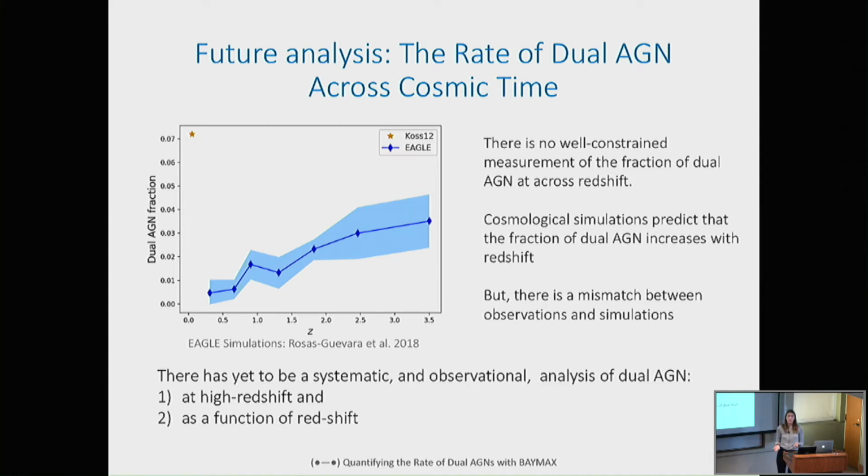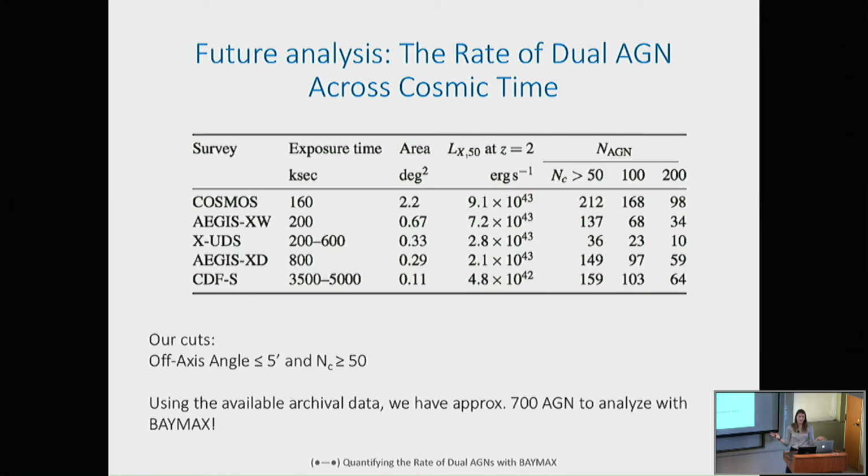So this is something that I want to do using Baymax on all of the archival Chandra data that's available, so the deep and wide public fields. If you use these surveys and you make a couple cuts, like off-axis angle, because the Chandra PSF becomes quite distorted as a function of off-axis angle, as well as some threshold for a number of counts that you want to analyze, I have over 700 AGN that I can analyze with Baymax over a really wide range of redshift.